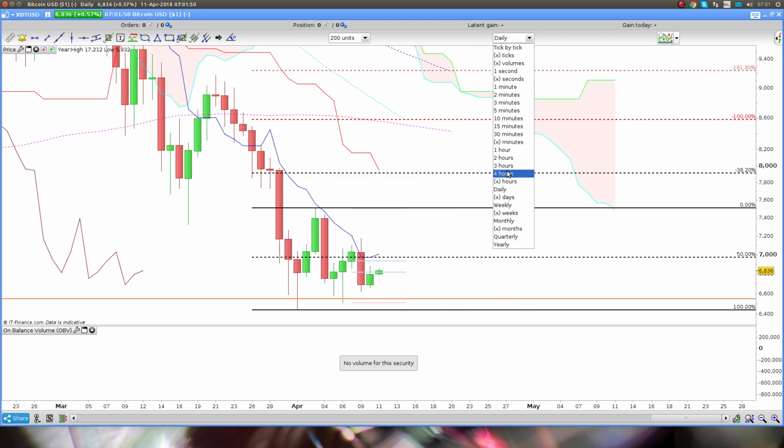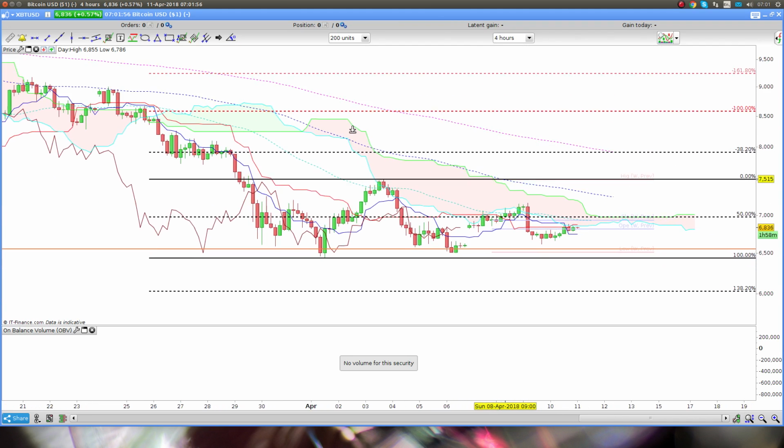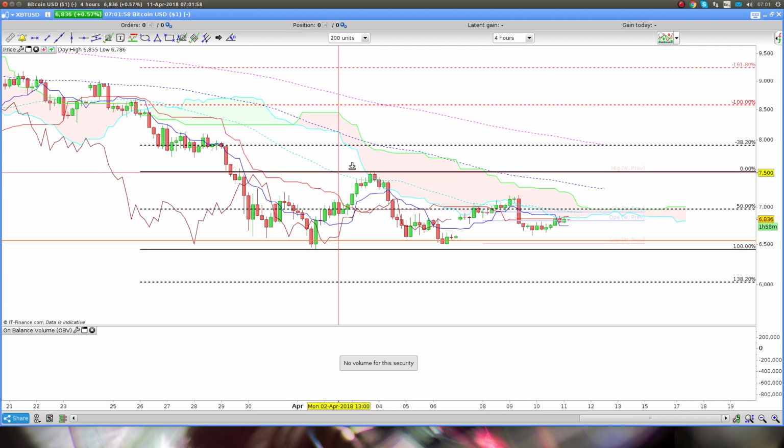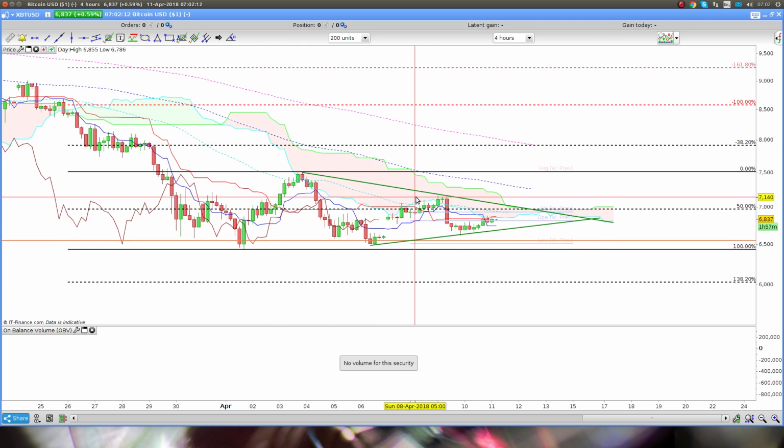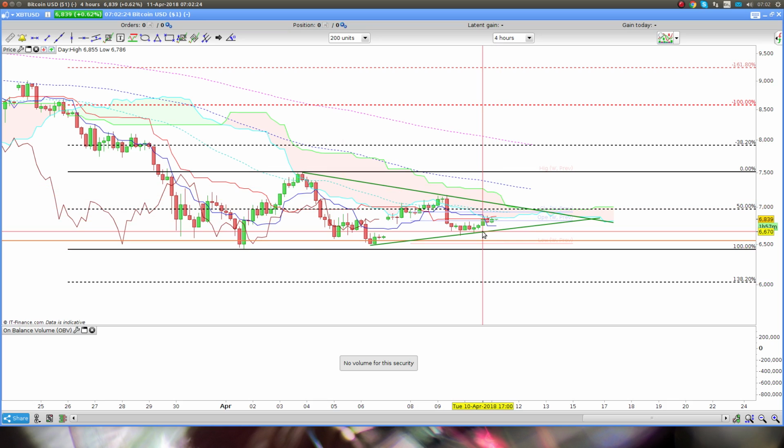Let's just get down to the 4 hour. And you can see how the price has just been sitting inside this range. Okay, but within the 4 hour, you can see inside the range, we have another pattern forming. And this is really another triangle, and with this triangle a break either side will indicate direction. But these triangles are notorious for fake breakouts.